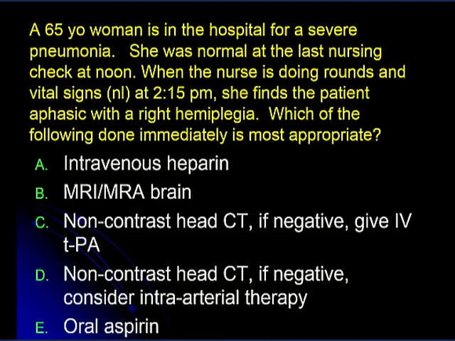So we're going to start with a 65-year-old woman in the hospital for severe pneumonia. She's normal at the last nursing check at noon, and when the nurse is doing the rounds, her vital signs, which were normal, was at 2:15. So think about the times, noon and 2:15. She finds the patient aphasic at 2:15 with right hemiplegia. Which of the following done immediately is most appropriate? IV heparin, MRI, MRA of the brain, a non-contrast head CT, and if negative, give IV TPA, a non-contrast head CT, and if negative, consider IA therapy or oral aspirin.